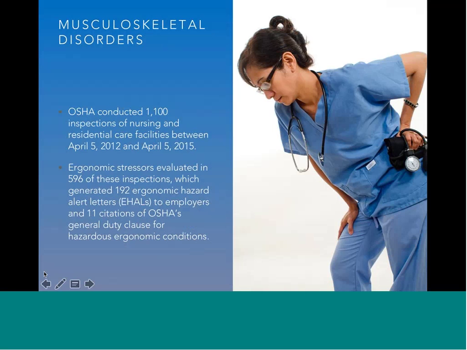And of those, they generated 192 hazard alert letters to employers and 11 citations under OSHA's general duty clause for hazardous ergonomic conditions. Now you might be thinking, oh my God, we're only talking about 11 citations in this period. That seems like not much. They are under the general duty clause, so they're likely going to have to be serious, but they're not going to be more than $7,000.